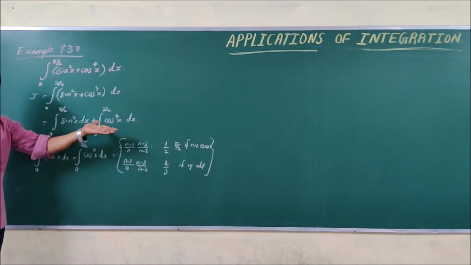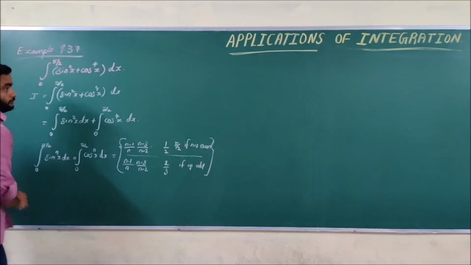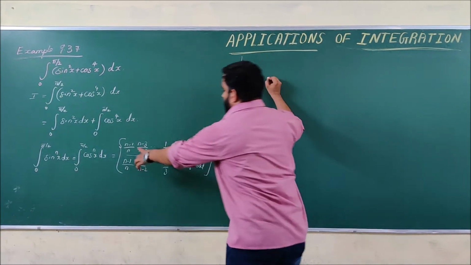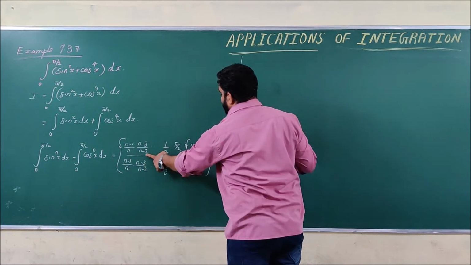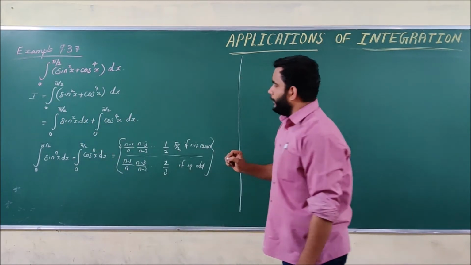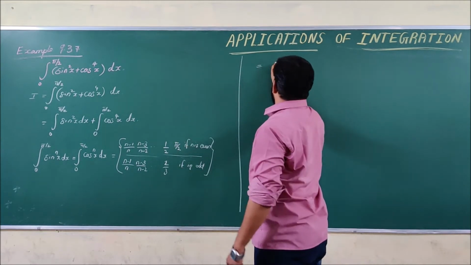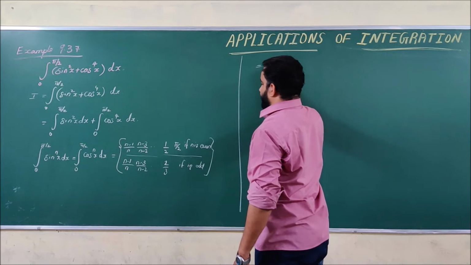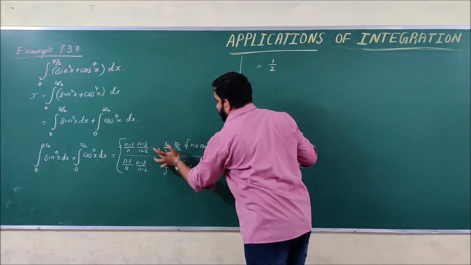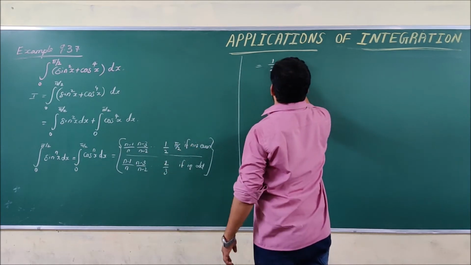Here our n is 2 and 4. Both are even numbers, so we are using these formulas. We'll continue. So (n minus 1)/n times (n minus 3)/(n minus 2) going to 1/2. For the first term sin square x, our n is 2, so 2 minus 1 by 2, that is 1 by 2. It directly goes to this term. So the next term is pi by 2.